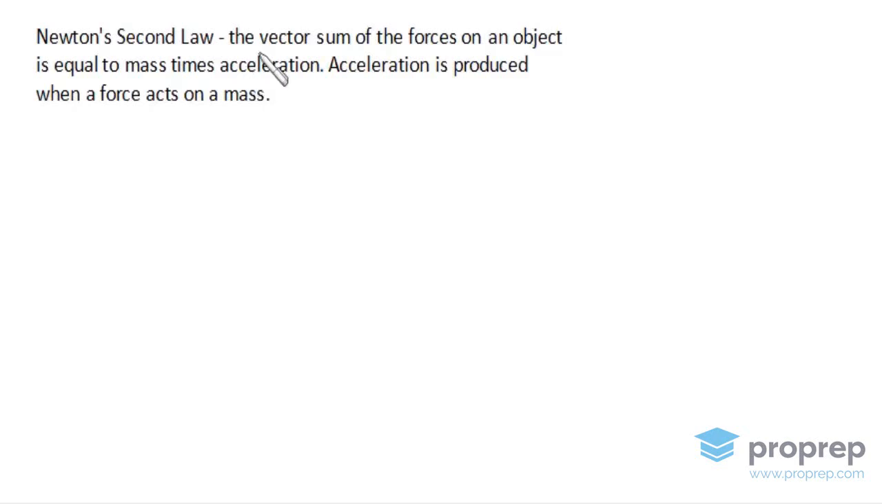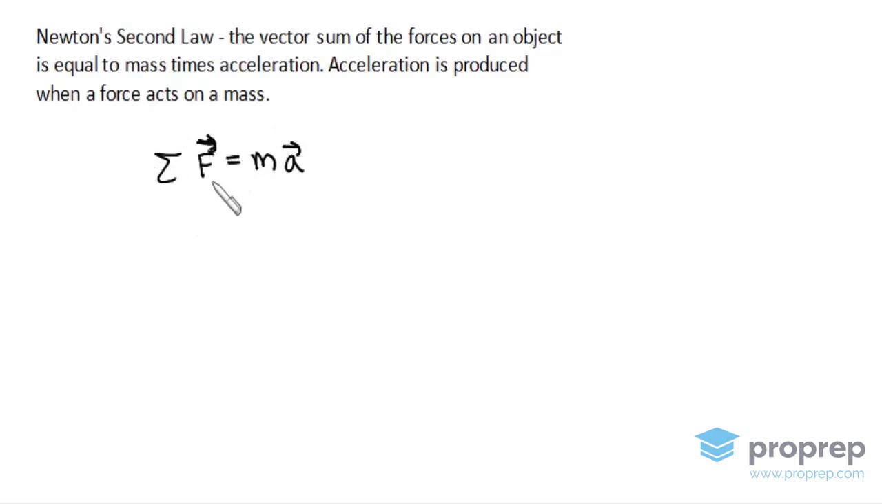Now let's speak about Newton's second law. Newton's second law says that the vector sum of the forces on an object is equal to mass times acceleration. And they're saying, as a little side note, acceleration is produced when a force acts on a mass. So let's see what this means mathematically. The vector sum of forces on an object is equal to the mass of the object multiplied by acceleration.